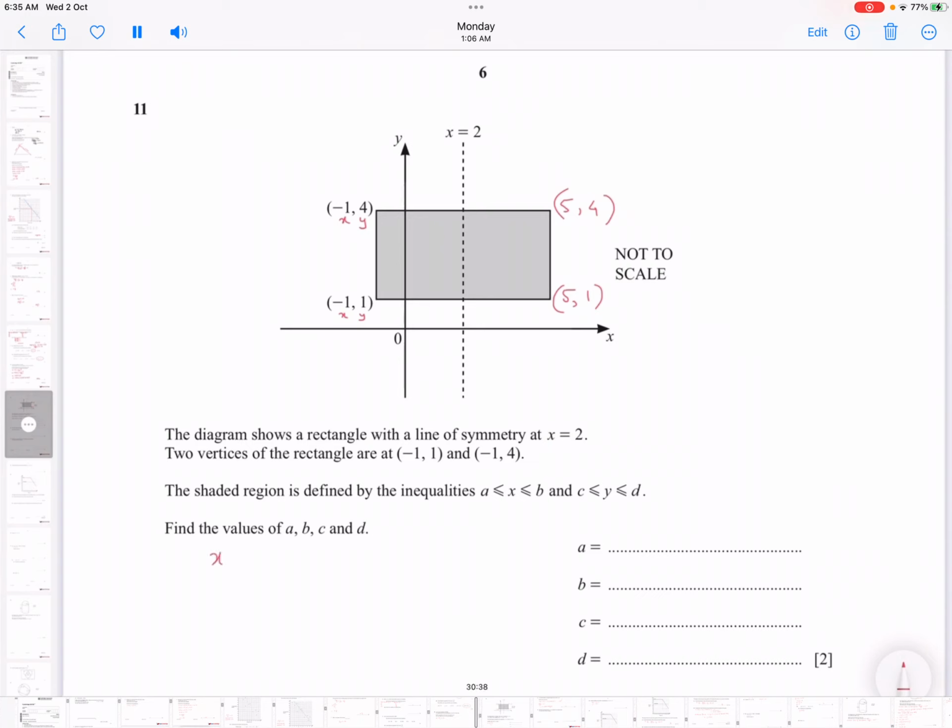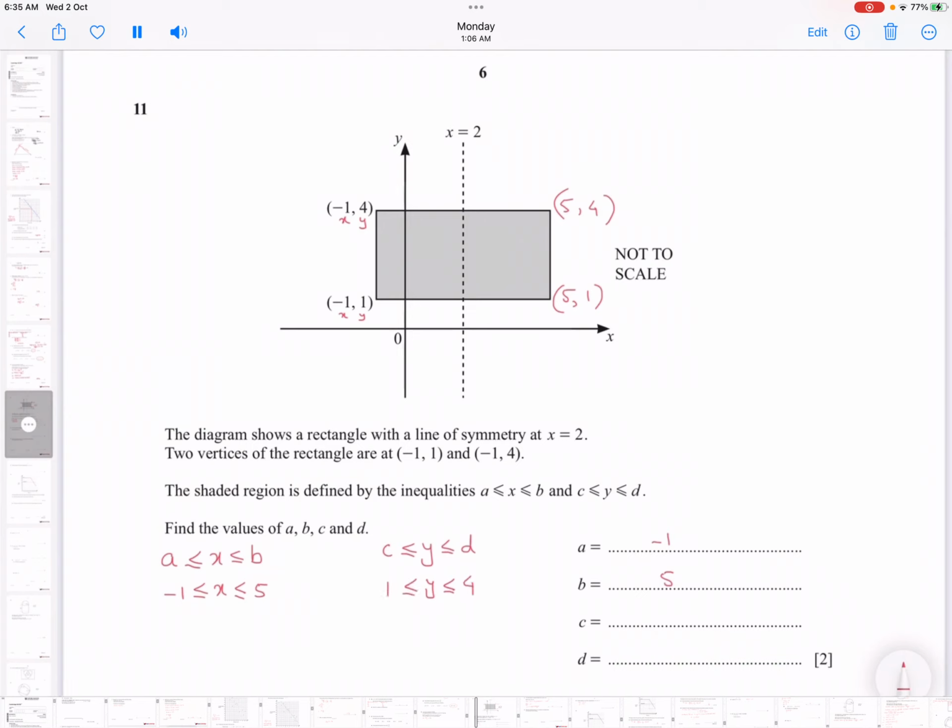So your x is less than or equal to b, greater than or equal to a, so your b is 5 and your a is minus 1. So you write these values in the answer space, and your y is less than or equal to d, greater than or equal to c, so your d is 4 and your c is 1. So these are your answers.